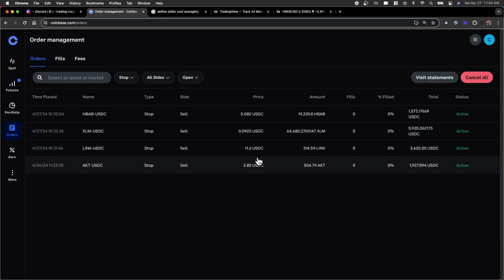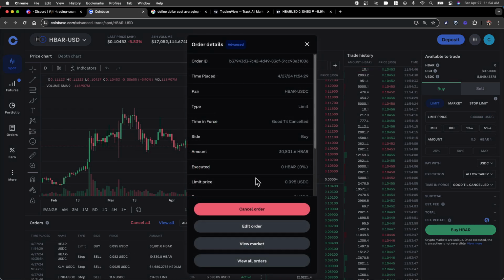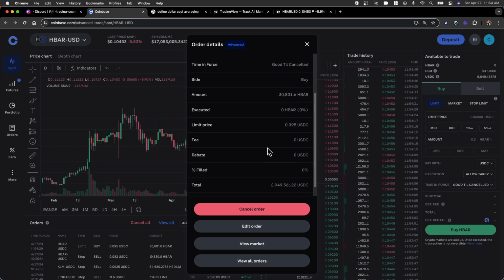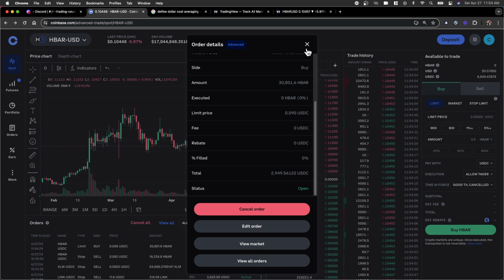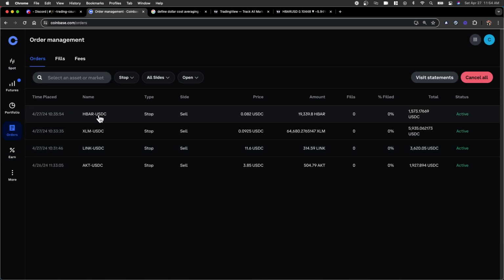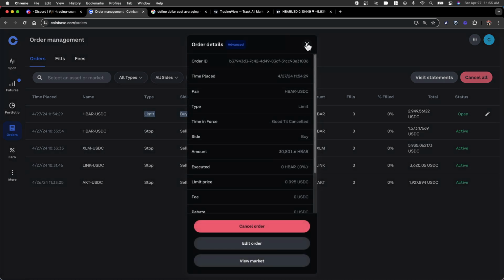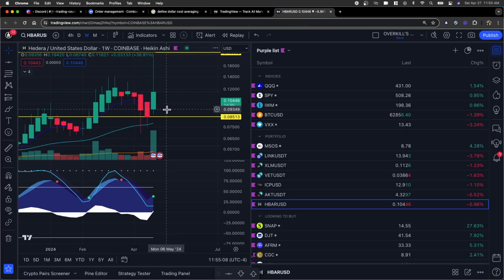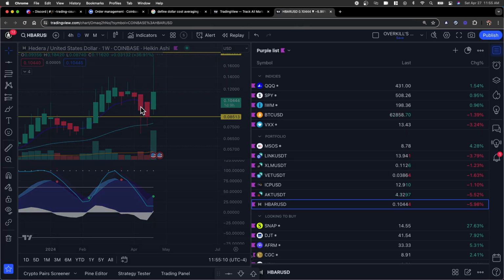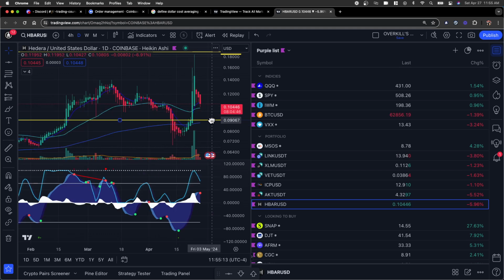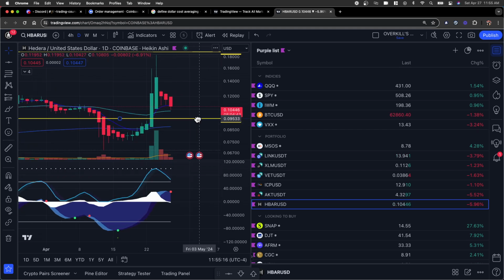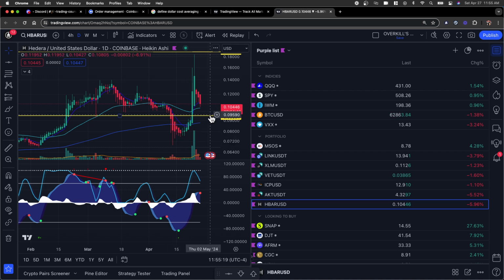Okay, and for some reason that did not initiate there. One sec here. It says it's open. For some reason, it's not showing up over here in my... Oh, because I'm on stop. So if I go to all orders, okay, you can see I got a limit buy order right here for 0.095. So if the price of H-bar drops down to 9.5, which is right here in this zone, right in this area right here, bang. Okay, 9.5, I want to buy it there.